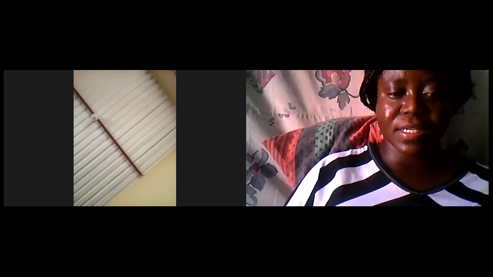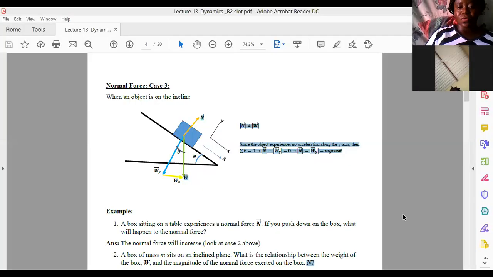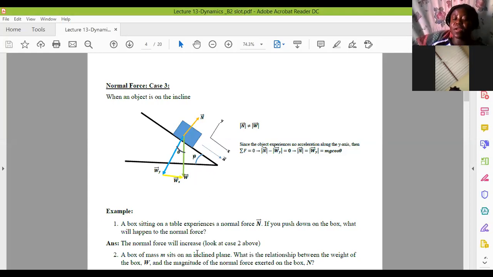So we've seen the three cases. Now we just want to do a bit of an example. If a box sitting on the table experiences a normal force N, and you push down on the box, what will happen to the normal force? Will it increase? Will it decrease? Or will it stay the same?